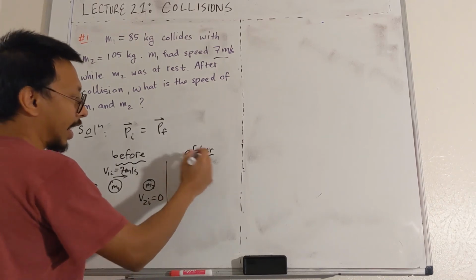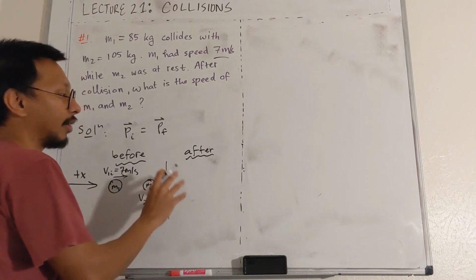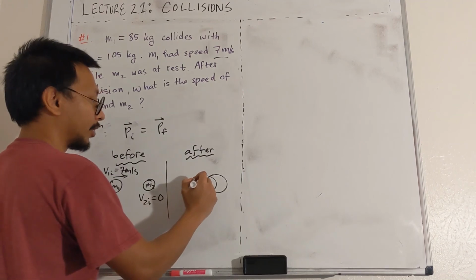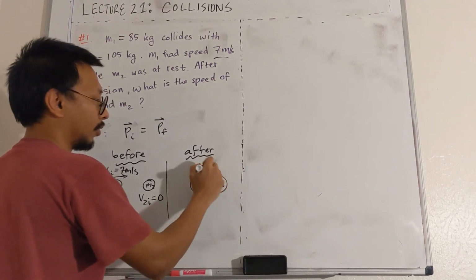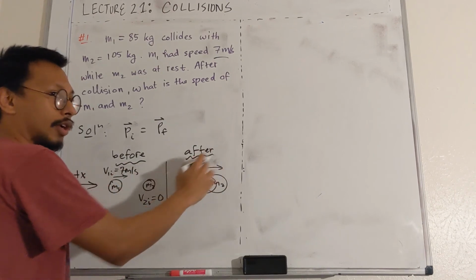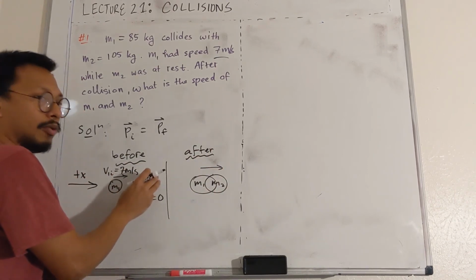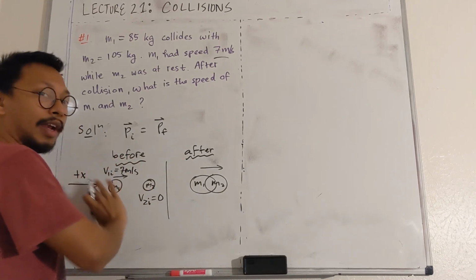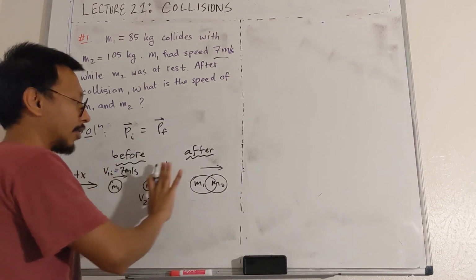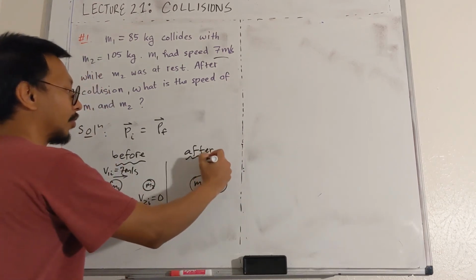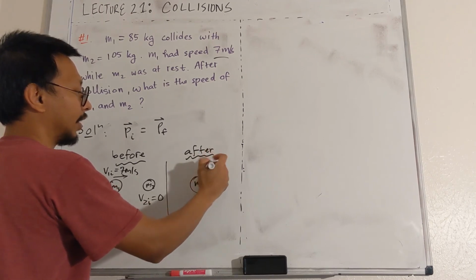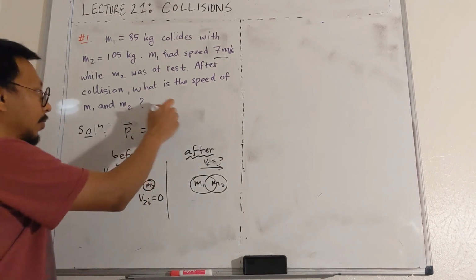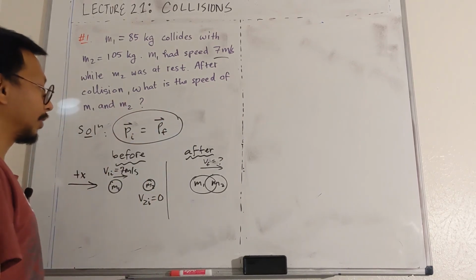All right. After the collision, they collide and then they move together. So we have these two players, m1, m2, now moving towards the right together. Why are they moving to the right? Because m2 was initially at rest, m1's momentum was to the right. So when m1 collides with m2, the momentum carries both of them to the right. And we want to know what this final velocity, vf, is. That is our target. We will use Pi is equal to Pf.